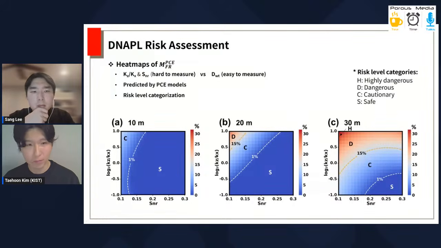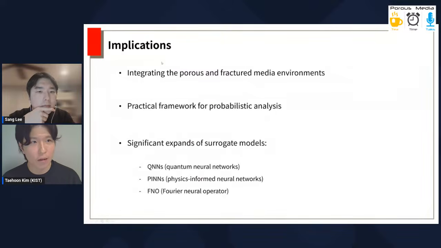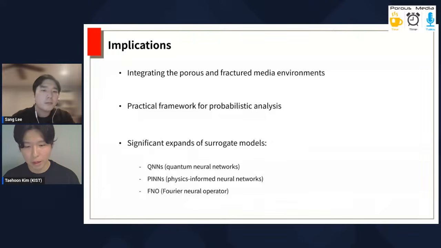Okay, so this is the summary of today's presentation, and now I'd like to talk about the implications of our study. So first, integrating the fractured rock and porous media environments. This is actually one of the first attempts to model these two environments together for contaminant assessment. Traditionally, the fractured rock was considered too complex to understand, so it was often excluded from the simulation zone. Our approach expands the view. We can now assess contamination behavior across both zones in a unified way.